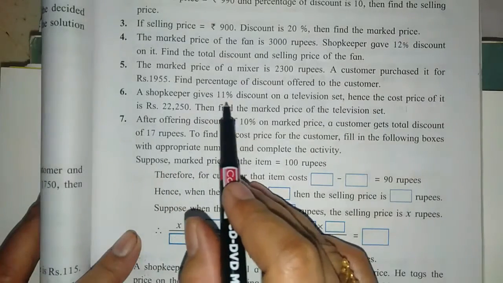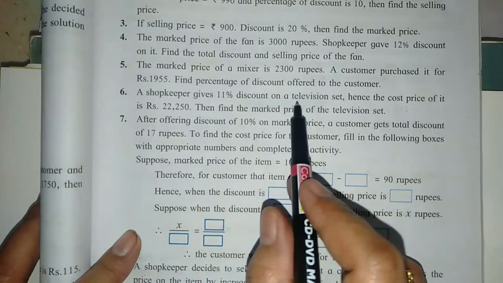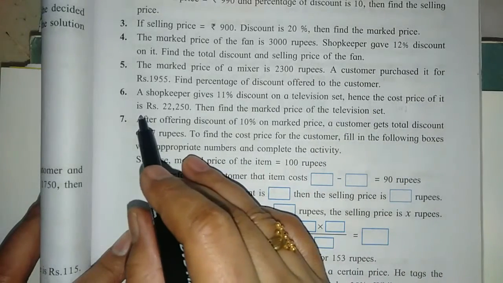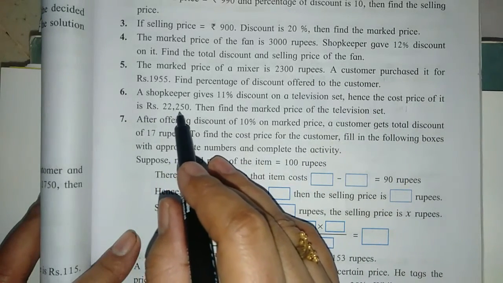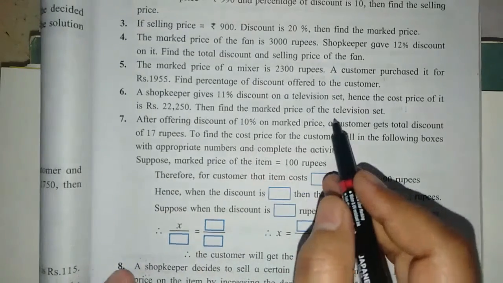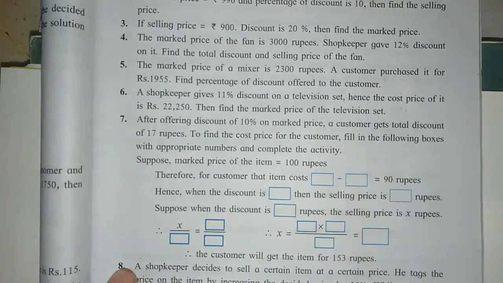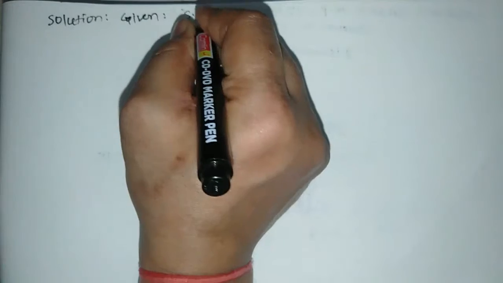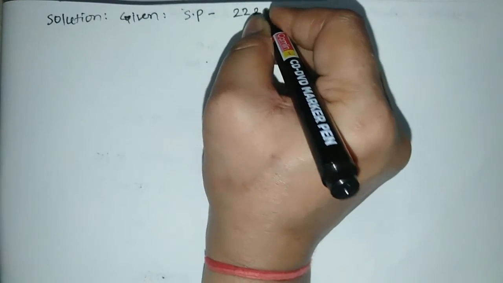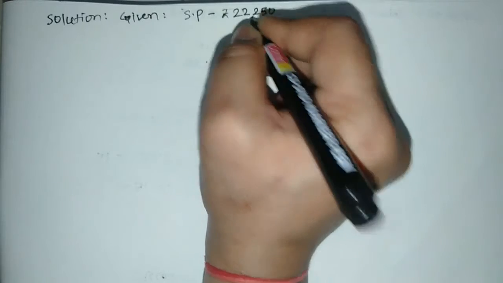A shopkeeper gives 11% discount on a television set. Hence the cost price of it is rupees 22,250. Then find the mark price of the television set. See the solution. Firstly write down what is given. Selling price is equal to 22,250 rupees.